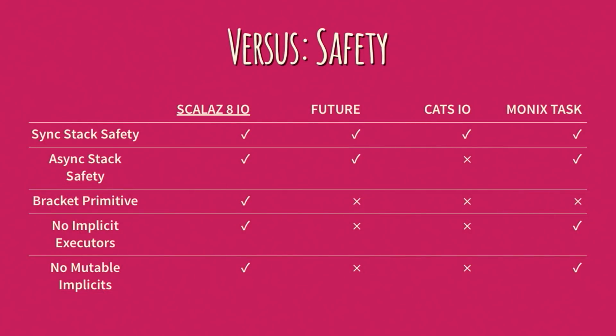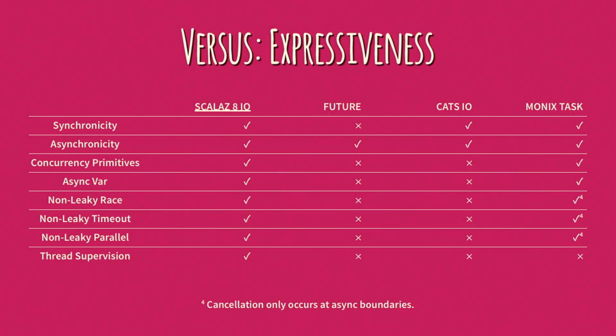In terms of safety, Scalaz 8 IO is very, very safe and doesn't have any implicit executors or mutable implicits. It has that bracket primitive. It has guaranteed async and sync stack safety, even in pathological scenarios. This is a very safe primitive to use. And it's very expressive. It doesn't have a ton of stuff in there. I mean, it has lots of the combinators that I built on top of the core primitives. It just has a few core primitives. But these have the right shape. They're orthogonal, and they can be snapped together to solve all the problems that we encounter in day-to-day programming.